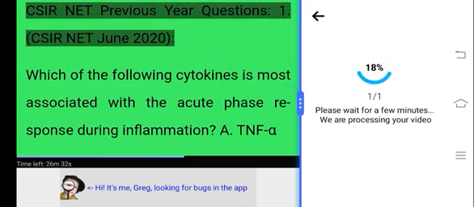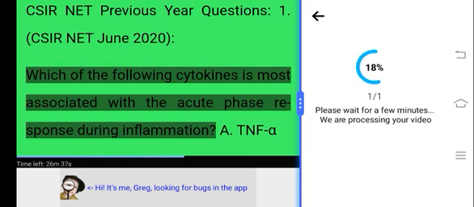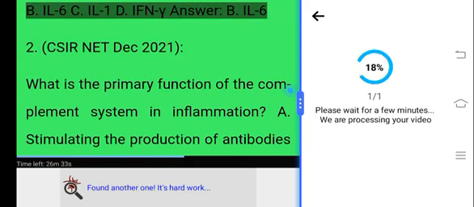CSIR-NET previous year questions. 1. CSIR-NET June 2020. Which of the following cytokines is most associated with the acute phase response during inflammation? A, TNF-alpha. B, IL-6. C, IL-1. D, IFN-gamma. Answer: B, IL-6.